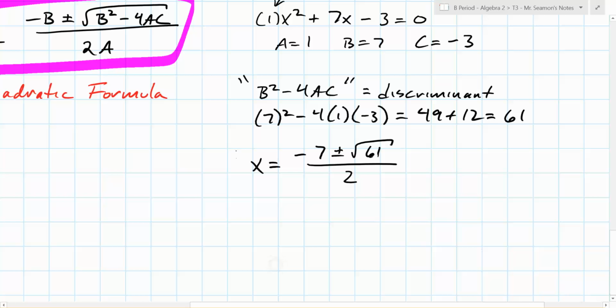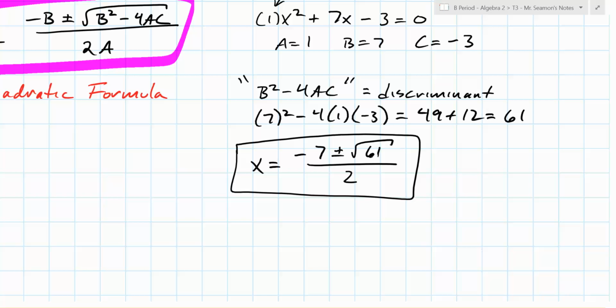That right there, is that an integer? Yeah. The square root of 61 is not an integer. So is the whole thing an integer? No, it's not. When you get an answer like that, that will tell you something about the factoring. Do you think that tells you the factoring is easy or the factoring is hard? Because if that's the zeros, you don't want to have to factor that out.